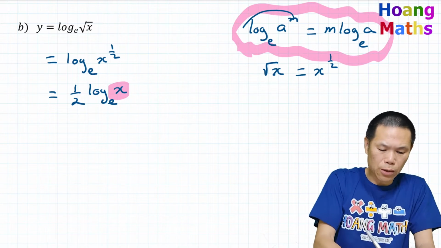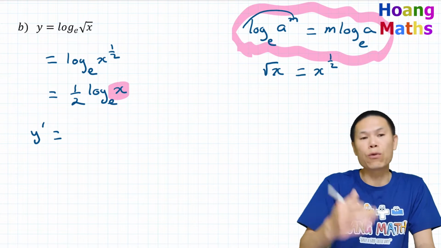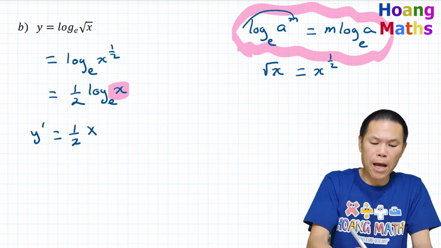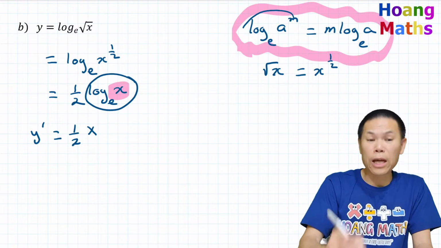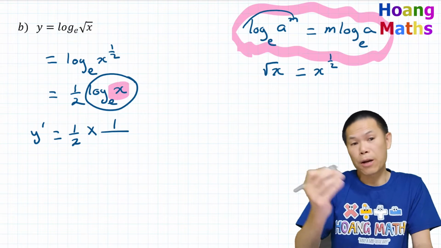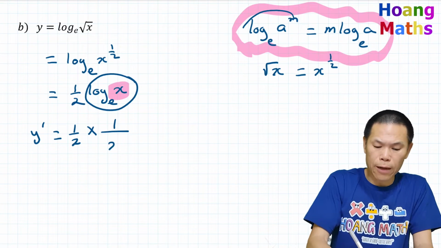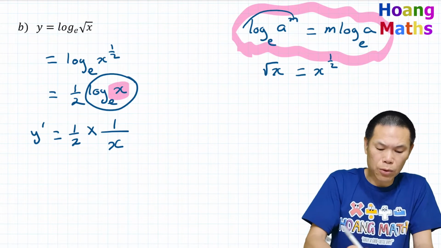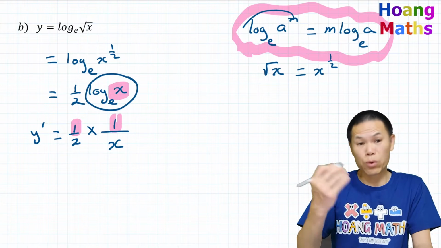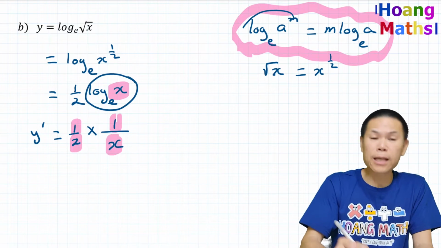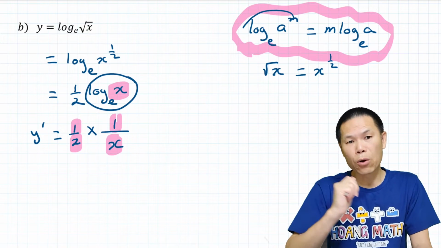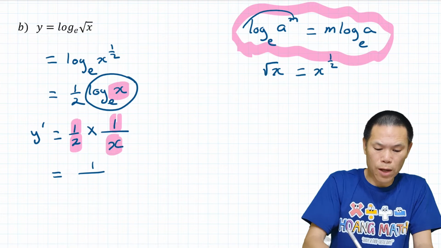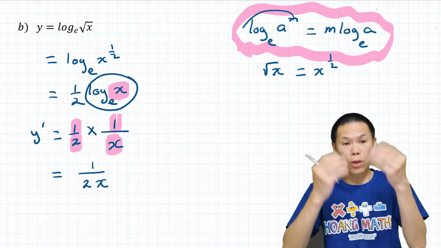So we write y dash, or you can write dy/dx. The half is a constant, we write this down. We times by the derivative of this: differentiating x gives me 1, over x, because the function f of x is x. Now I just simplify by multiplying them together. 1 times 1 gives me 1, and 2 times x is 2x. So that means 1 over 2x. So we still write equals 1 over 2x. There you go.